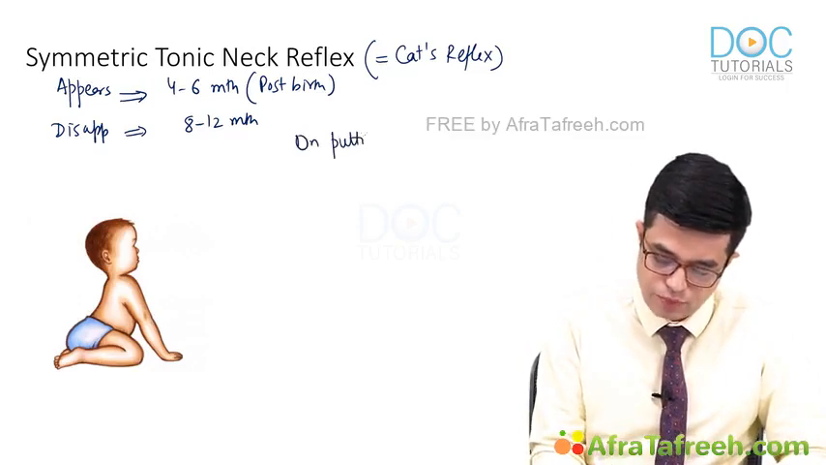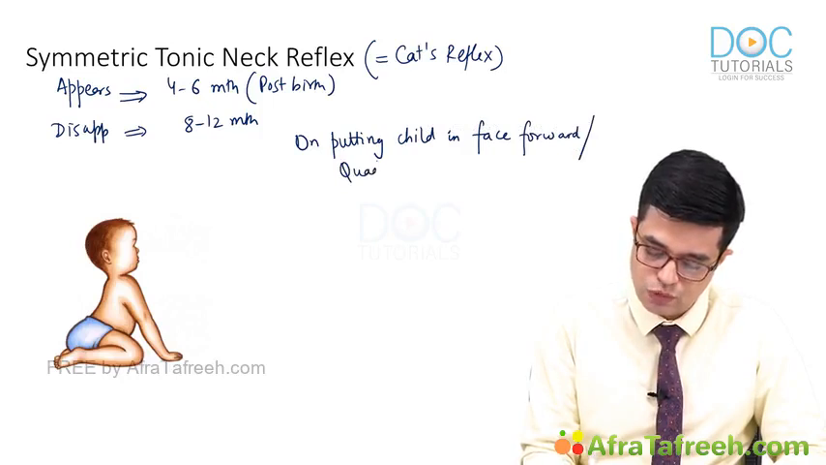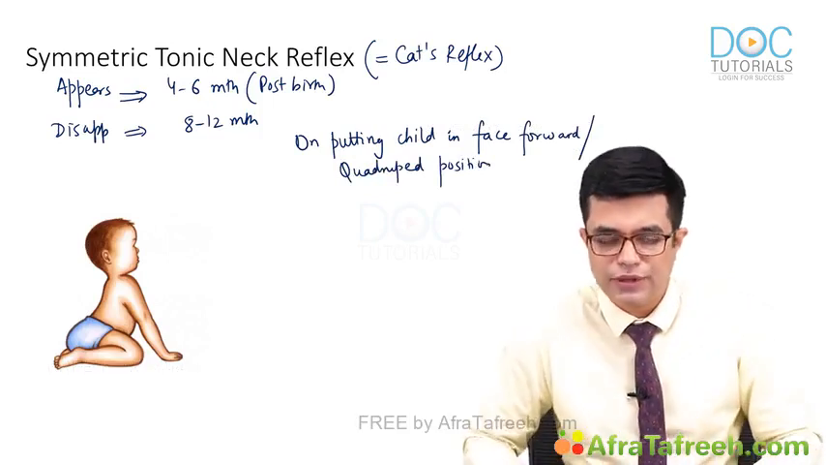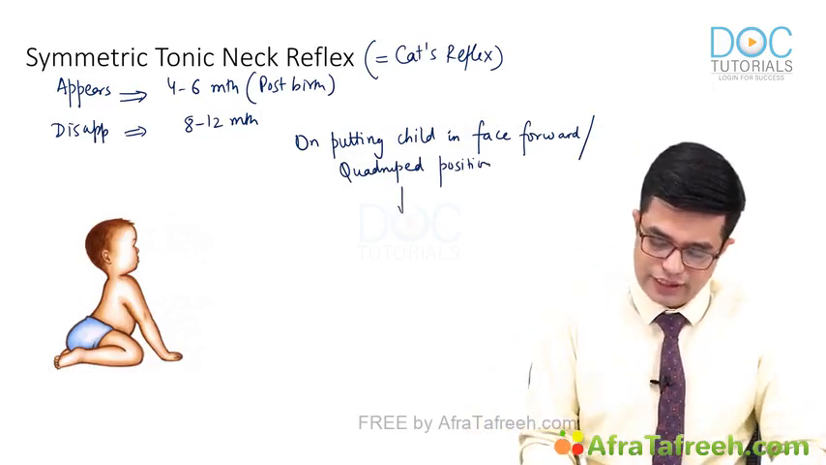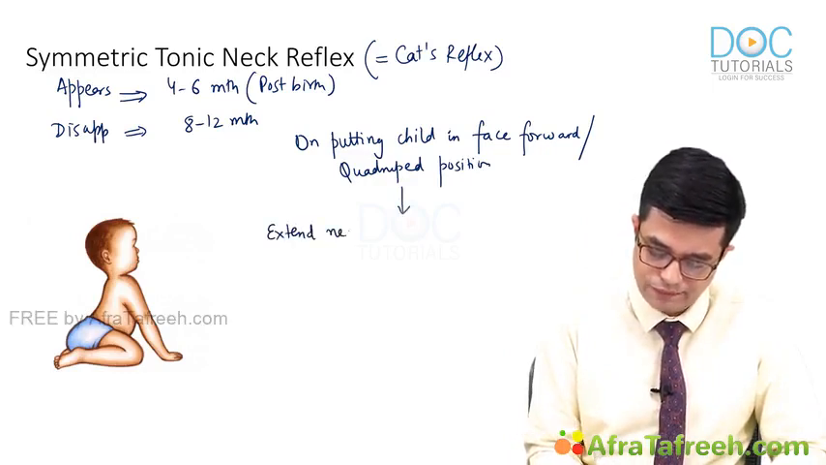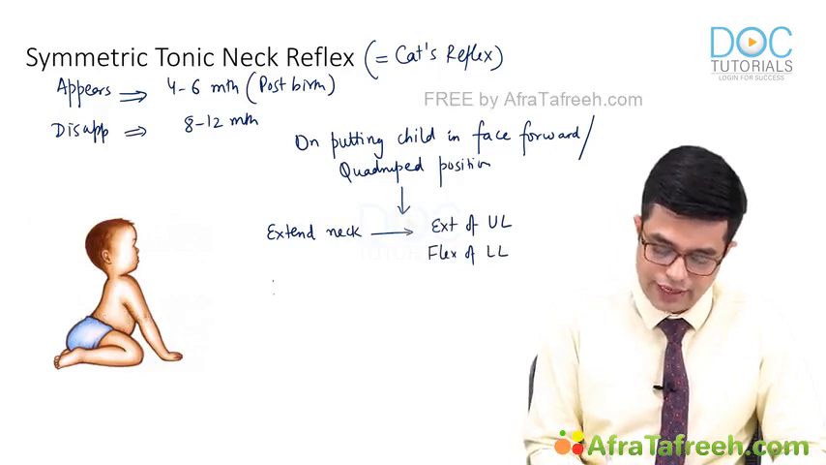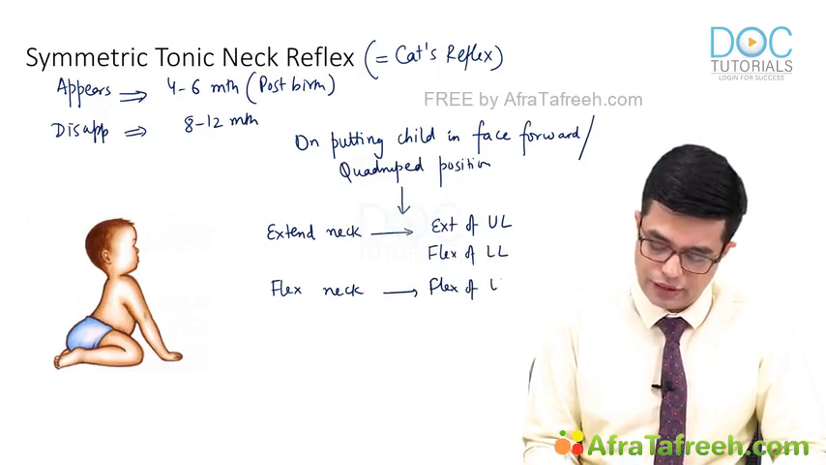On putting the child in face forward or quadruped position. Quadruped position is in which the child is on all 4 limbs being supported like this. So, on putting the child in face forward position, when you extend the neck of the child, there will be extension of the upper limbs, flexion of the lower limbs. Reverse will happen when you flex the neck of the child. There will be flexion of the upper limbs and extension of the lower limbs.